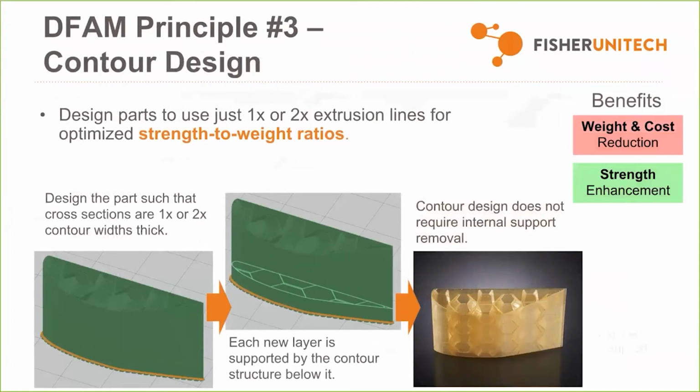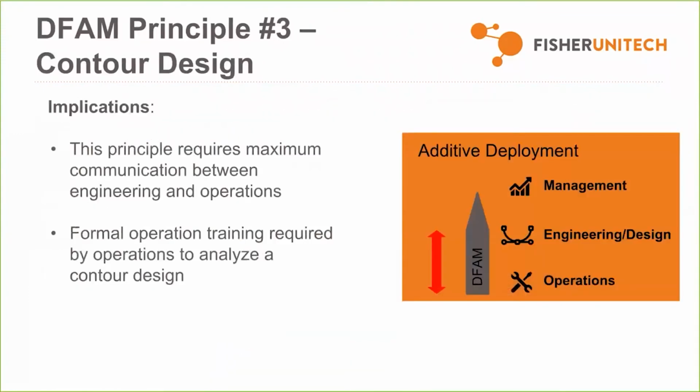In this case, you see kind of like a wing feature. We see that a lot in printed drones and things like that. Just essentially a single thickness of the bead of the print allows you to create some parts that are really lightweight, really strong. So again, just to reiterate, maximum communication between engineering and operations for that to be realized.